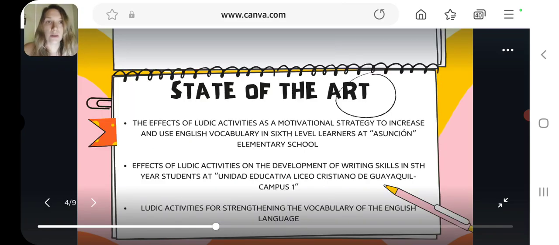Talking about the state of the art, I found three investigations that arise from similar issues, and these are: the effects of ludic activities as a motivational strategy to increase and use English vocabulary in sixth level learners at Asunción Elementary School, effects of ludic activities on the development of writing skills in fifth year students at Unidad Educativa Liceo Cristiano de Guayaquil, Campus 1, and ludic activities for strengthening the vocabulary of the English language.